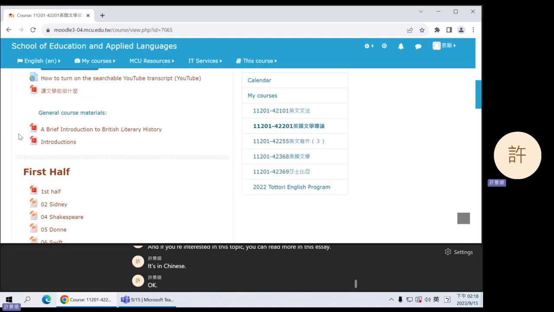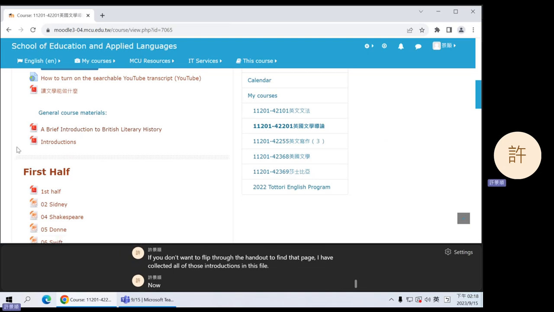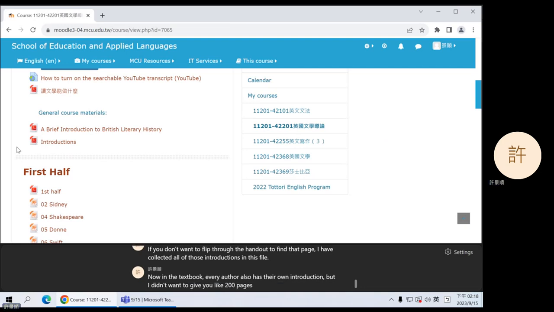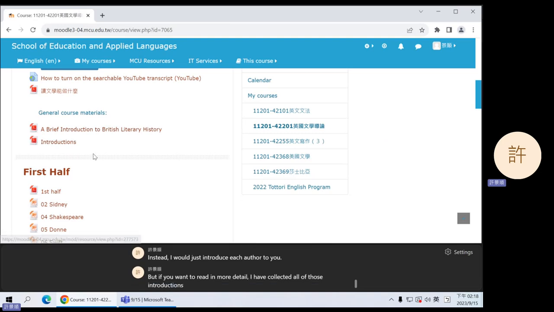Okay, and then these two. So every literary period, I will first introduce some important events. If you don't want to flip through the handout to find that page, I have collected all of those introductions in this file. Now, in the textbook, every author also has their own introduction, but I didn't want to give you like 200 pages. Instead, I will just introduce each author to you. But if you want to read in more detail, I have collected all of those introductions in this file. So if you're interested, you can read these.